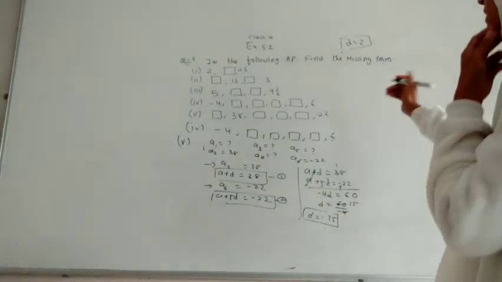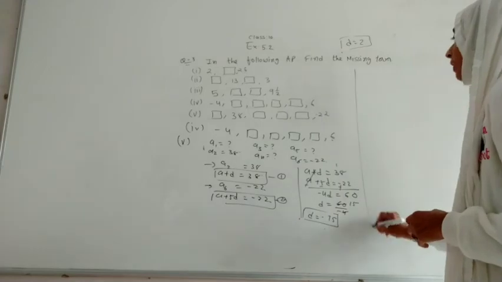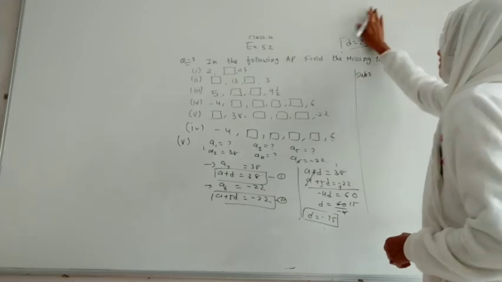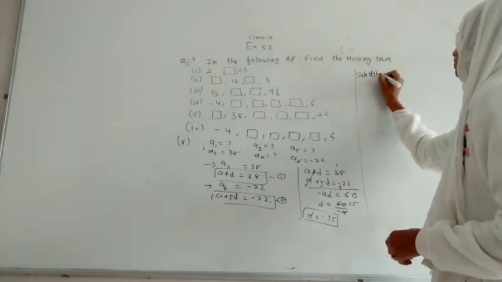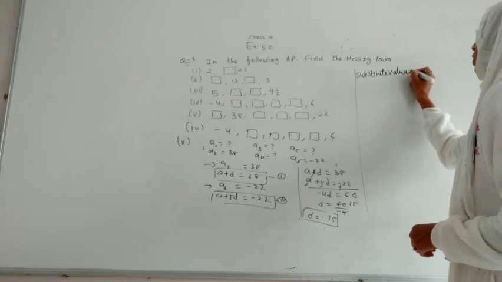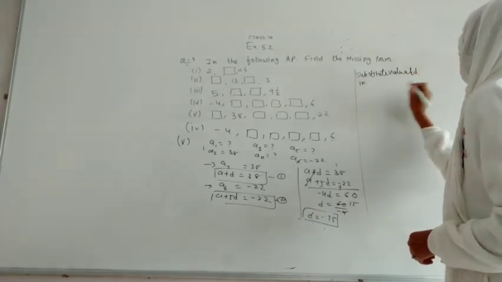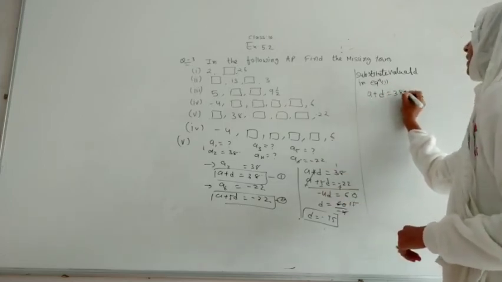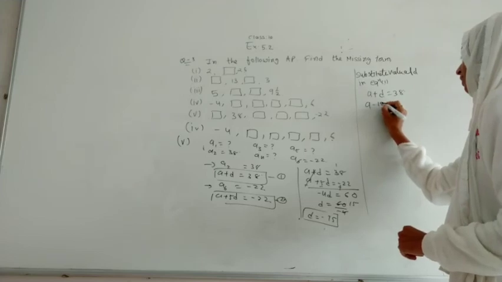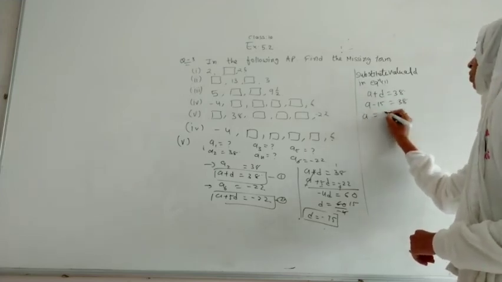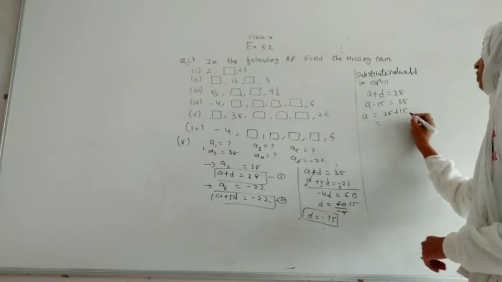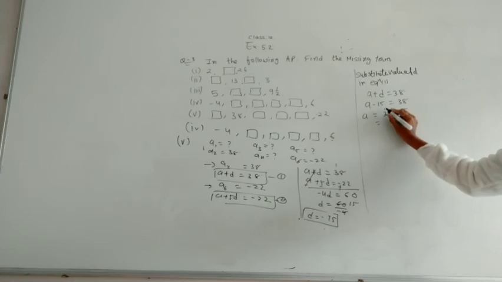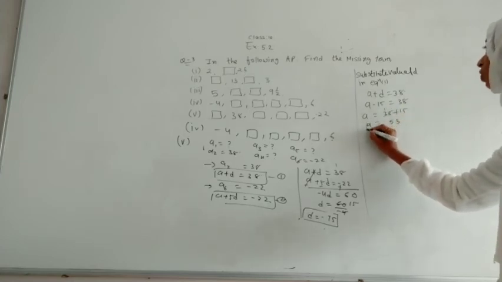d we got as minus 15. So here let me do it. d is equal to minus 15 we got. Now we have to substitute the value of d in equation 1. So what will it become? a plus d is equal to 38. So a minus 15 is equal to 38. So a we got as 38 plus 15. So here let us add. 53 we got as a.